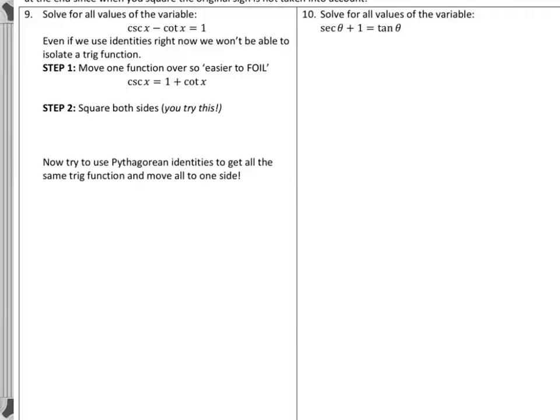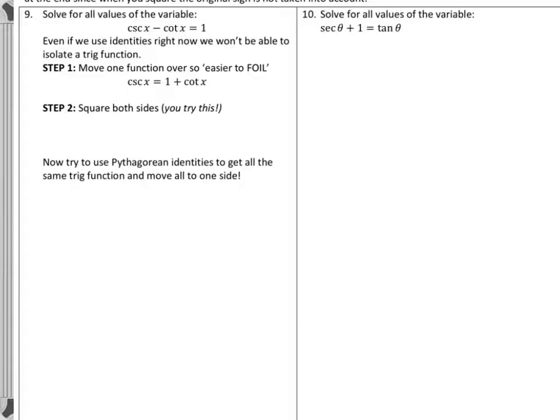I can't isolate either trig function. If I used identities, we'll get cosecant is 1 over sine, cotangent is cosine over sine. So you actually could factor out a cosecant, but since there's not a 0 on the other side, factoring isn't really going to help us that much in this situation.